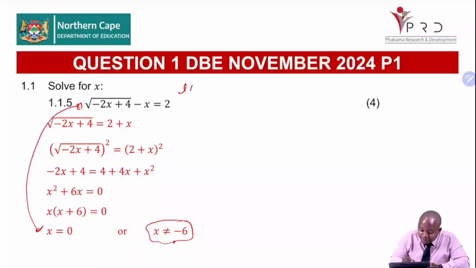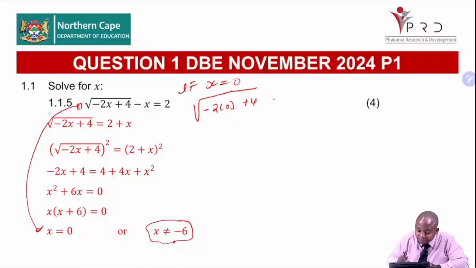So let's say x is equal to 0. I'm just testing whether the left hand side will be equal to the right hand side. So wherever there is x, I place in 0: the root of 0 plus 4 minus 0, it's equal to 2. There's a 2 this side.